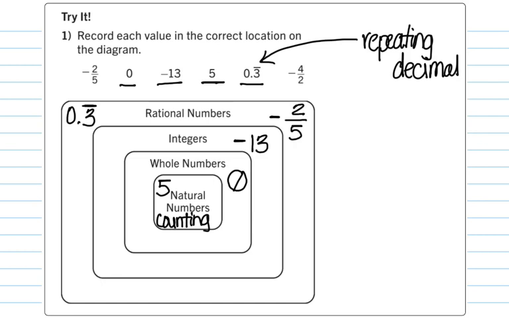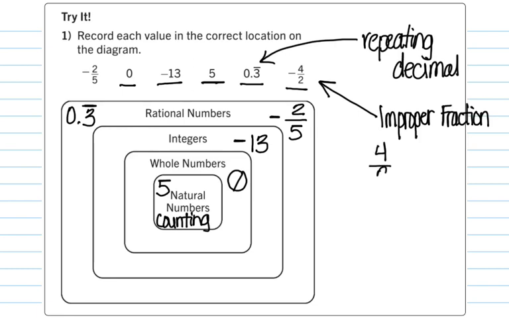And then lastly, -4/2. One would think when they see this value that it's a fraction, so it's going to go under rational numbers. But notice how this is an improper fraction. So before I can classify where it goes, I need to first simplify it. I'm going to keep it negative, but I'm going to divide 4 by 2. And 4 divided by 2 gives me 2, and I keep my negative sign.